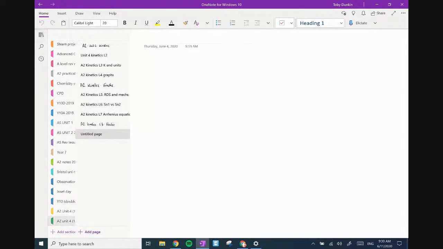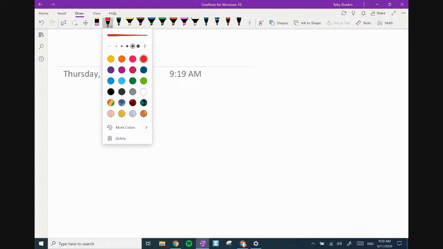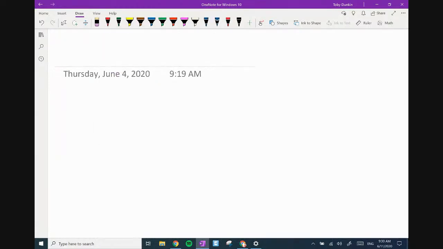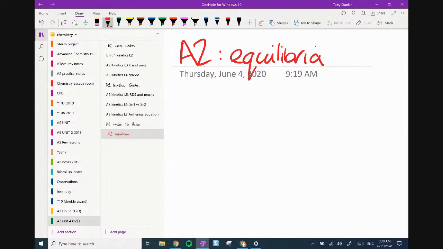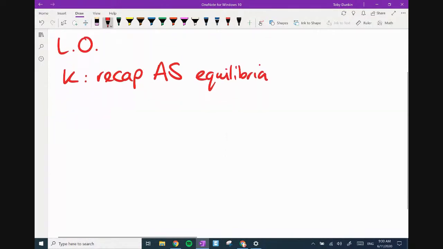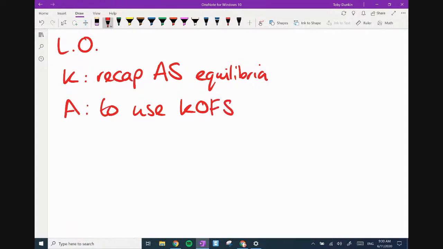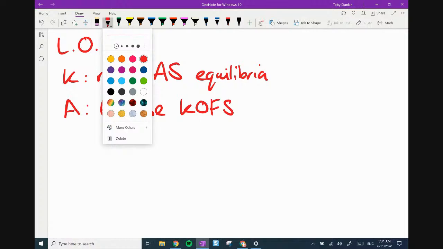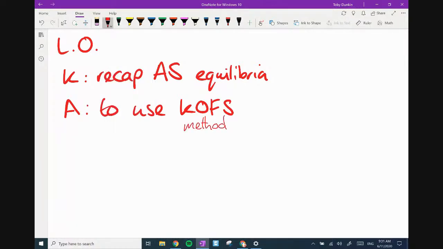Okay, I'll write on this now. I'm thinking maybe if I do this title in red, A2 equilibria. I quite like that. There we go. So that at least gives me a little bit of a distinction where the cutoff of the previous one is. So A2 equilibria, three learning objectives. Number one, we've got knowledge. We need to just recap AS equilibria. We're then going to do, I want you guys to be able to use KOFS. We recognize this is our method. KOFS, I'll put underneath it in small. I'm going to switch back to black in a minute. KOFS method for predicting shift.